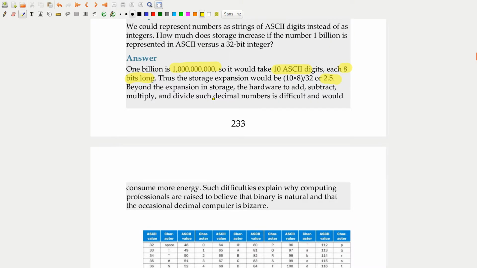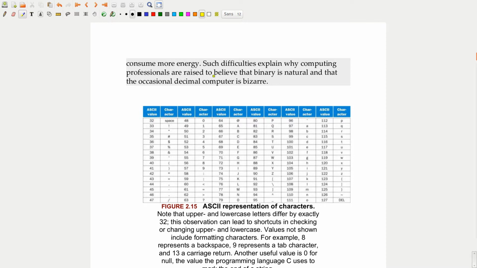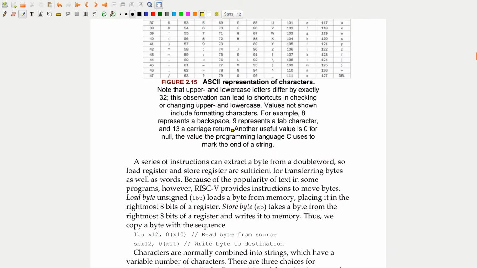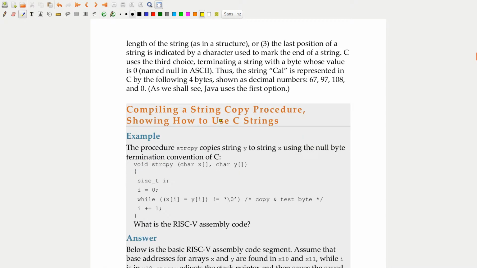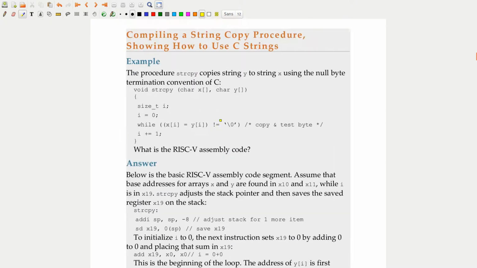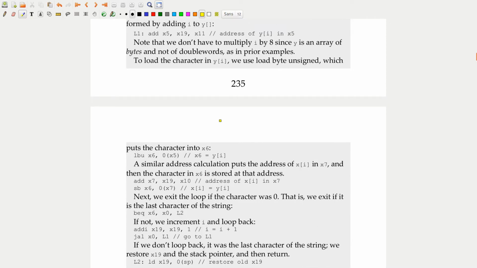The other reason we don't represent numbers in ASCII, besides for doing something like input and output, is that these ASCII characters and their corresponding values mean nothing in regards to anything arithmetic related. But it's an interesting side note. Then they show some examples of copying strings and how you would do that, which is fine.